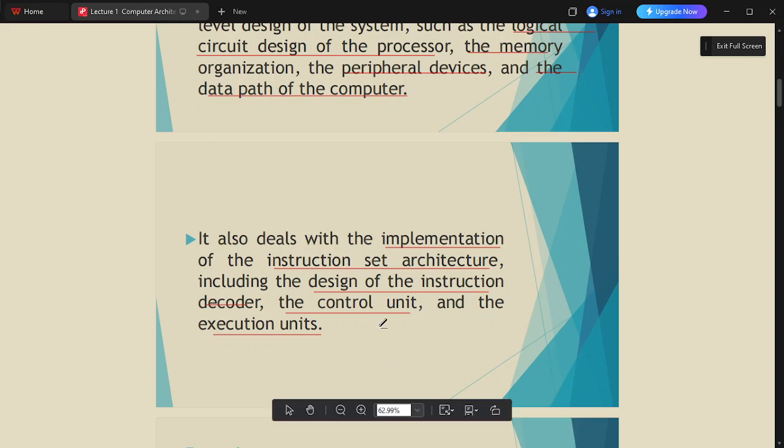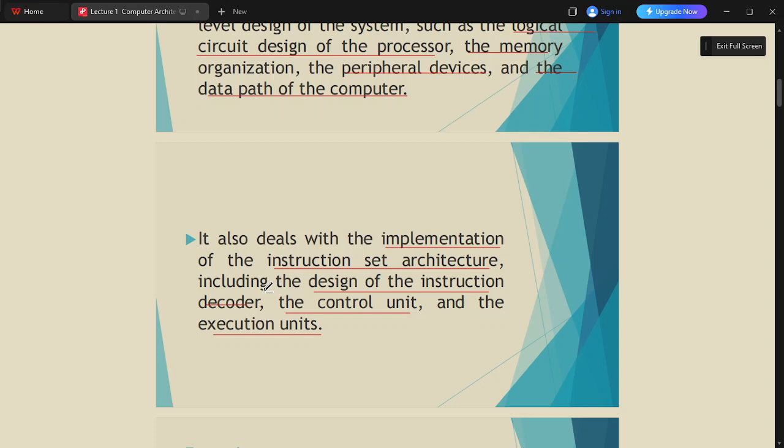The key components in this statement are the highlighted sentences, which are implementation of the ISA, the design of the instruction decoder, the control unit, and the execution units. So think of these things as working together to make one thing. Then just to define what each part I've outlined means, or how I can split it for easier understanding.